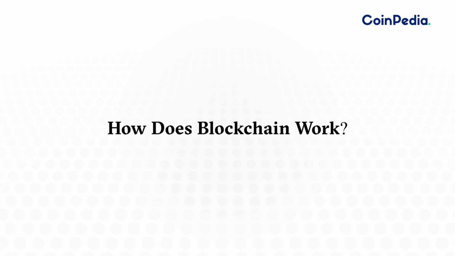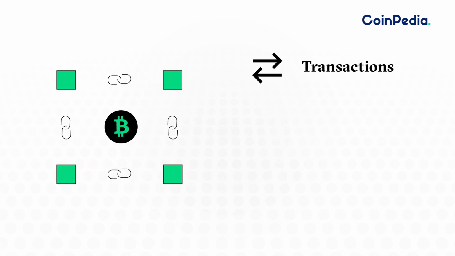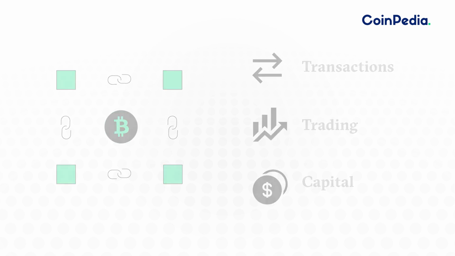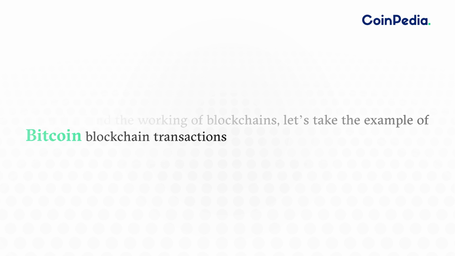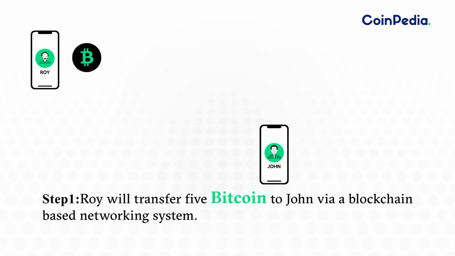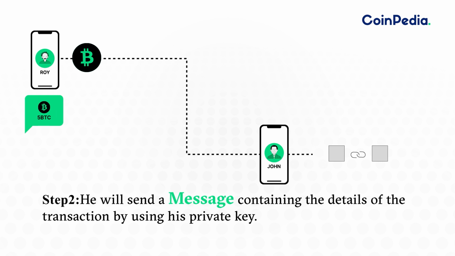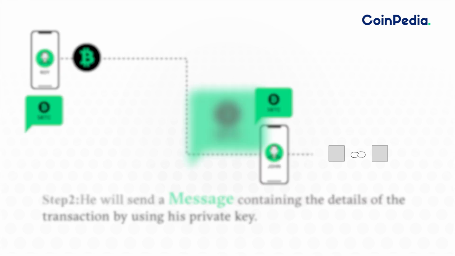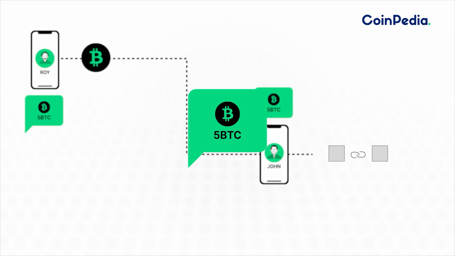How does blockchain work? A cryptocurrency-based blockchain records data about crypto transactions, which contains the details of the recipient, trader, and amount of capital being swapped. To understand the working of blockchains, let's take the example of Bitcoin blockchain transactions. Roy is looking to transfer 5 Bitcoins to John through a blockchain-based network. Step 1, Roy will transfer 5 Bitcoin to John via a blockchain-based networking system. Step 2, he will send a message containing the details of the transaction by using his private key. Thus, the message will contain all details of the transaction as well as the amount to be sent.